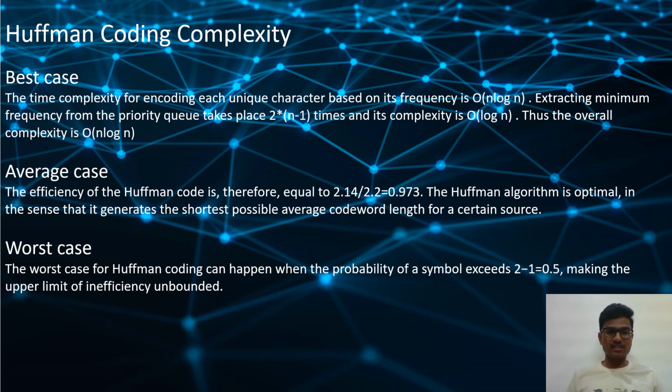Next, coming to the average case. The average case efficiency of Huffman code is therefore equal to 2.14 divided by 2.2. The Huffman algorithm is optimal in the sense that it generates the shortest possible average code word length for a certain source. Next, coming to the worst case. The worst case of Huffman tree can happen when the probability of a symbol exceeds 2 to the power minus 1, that is 0.5, making the upper limit of inefficiency unbounded.